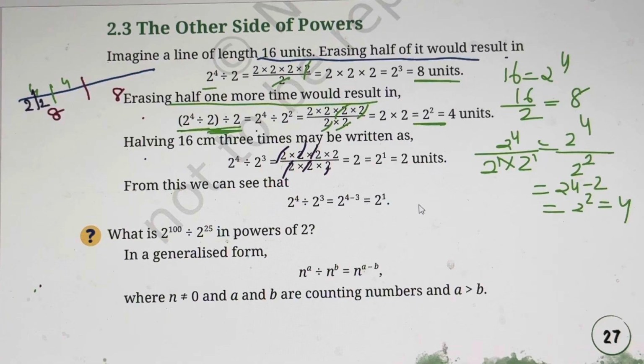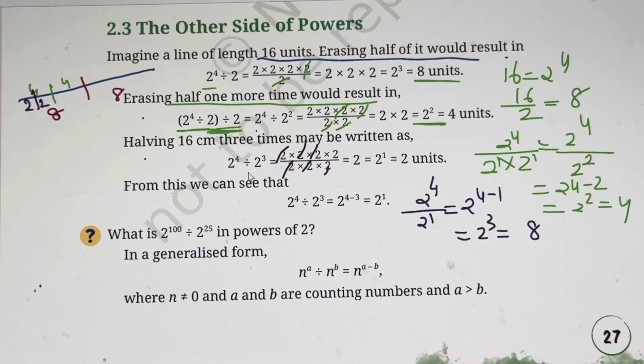Suppose it is the first part, 2 raised to 4 divided by 2 raised to 1. First we were dividing by 2. So it is 2 raised to 4 minus 1, which gives you 2 cube, that is 8. That's the simpler way of doing it. So here we are trying to establish one more law of exponents.